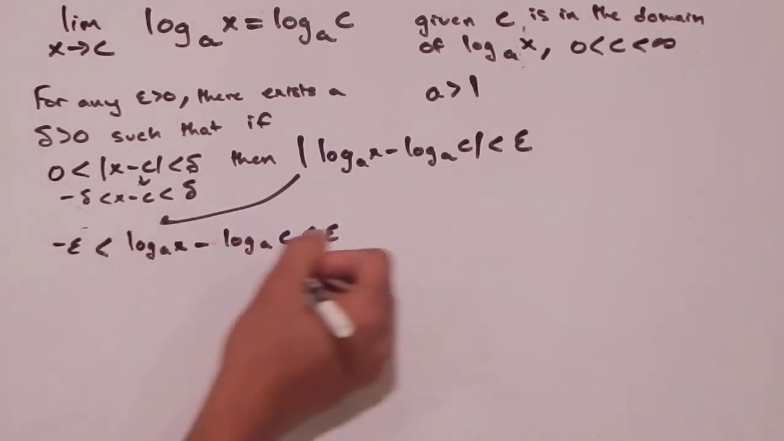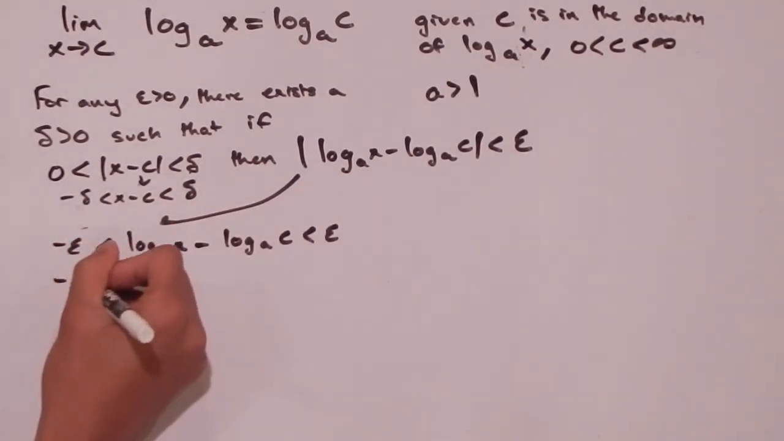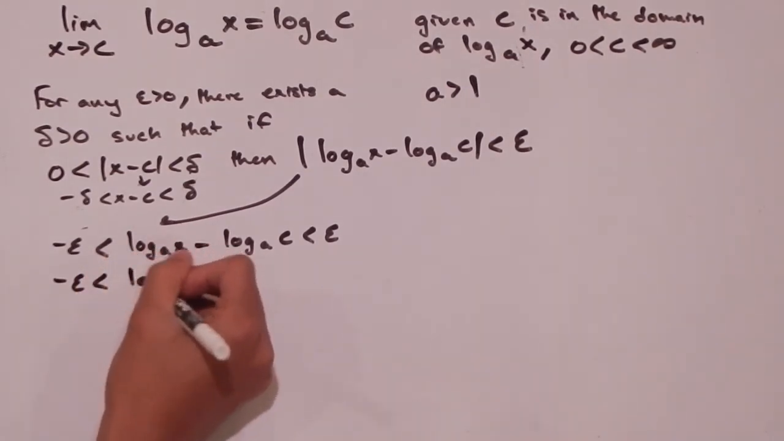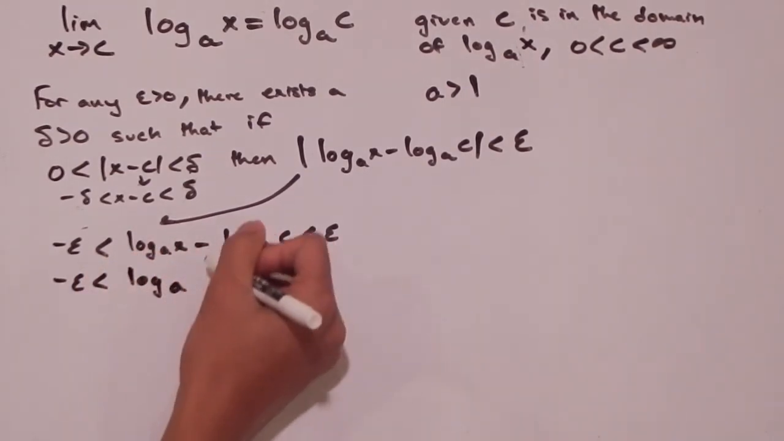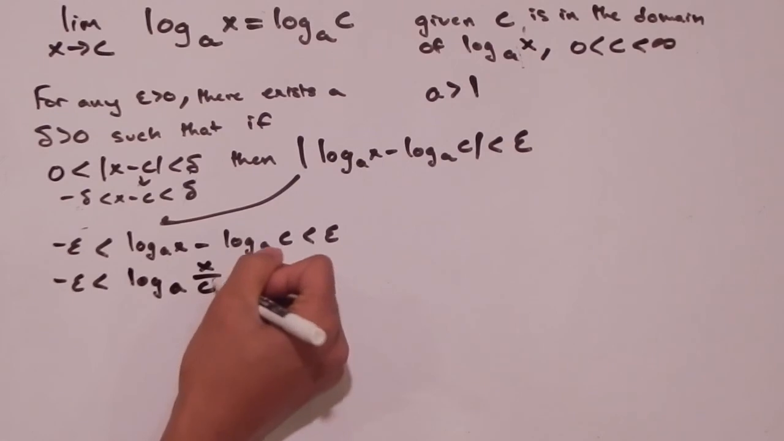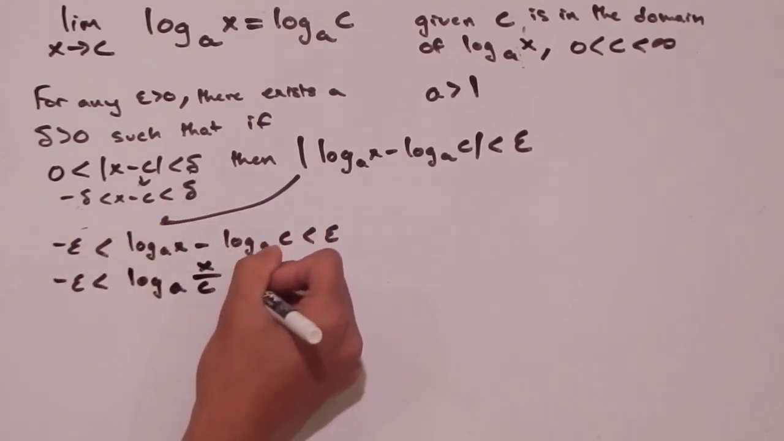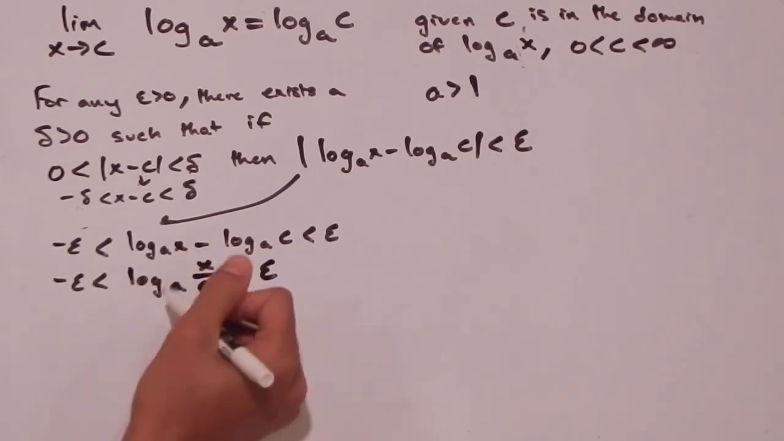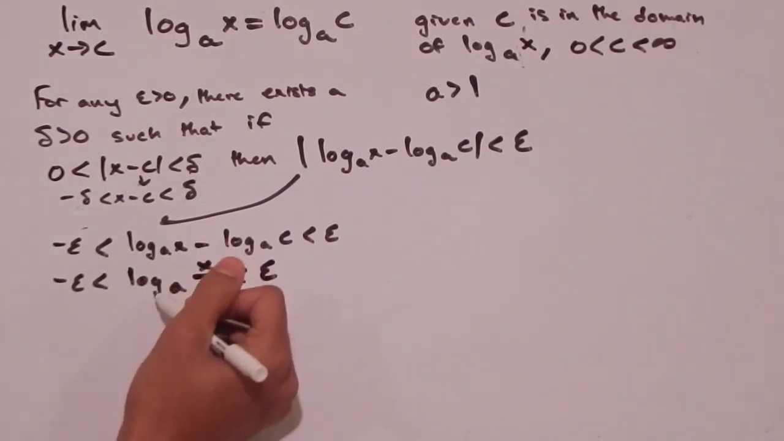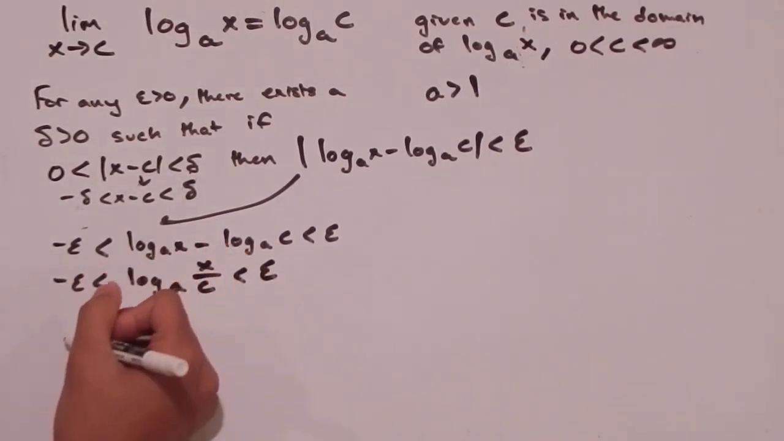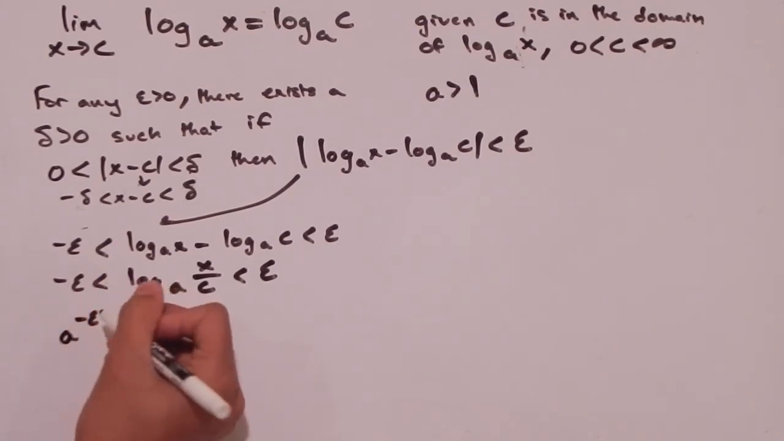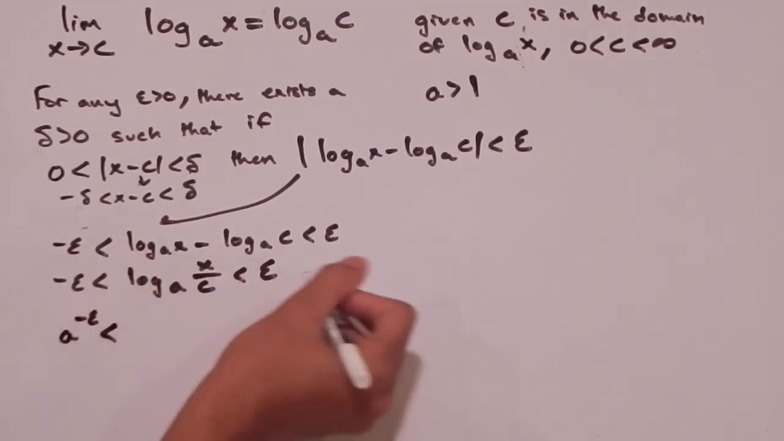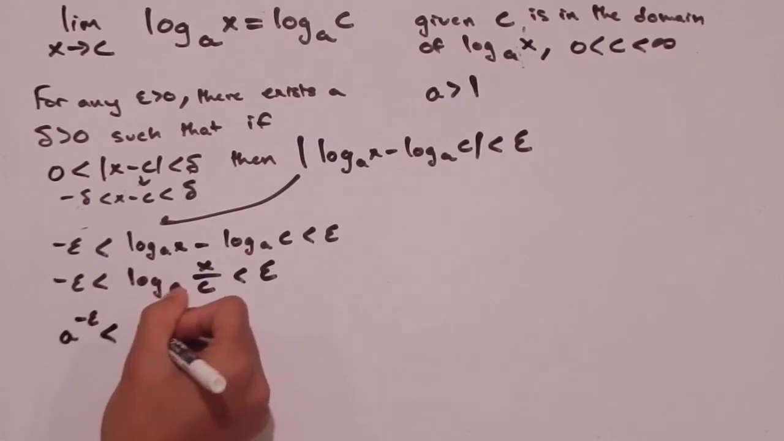So we know that if this inequality is true, then we can work with this, and using our property of logs, when we subtract logs, we can do something like this. If that looks unfamiliar, definitely review the properties of logarithms. Now we're going to raise both sides to the power of a, and we get something like this. Or I should say all three sides, because there are three components.